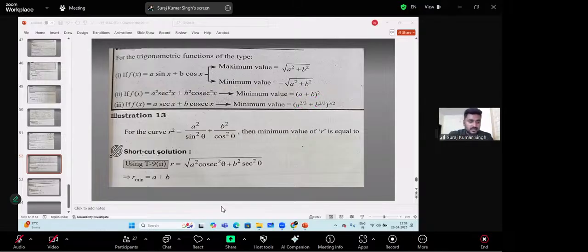Okay, so can we proceed now? I hope you understand all these things. If you have any query, you can ask by sending a message if it is possible.